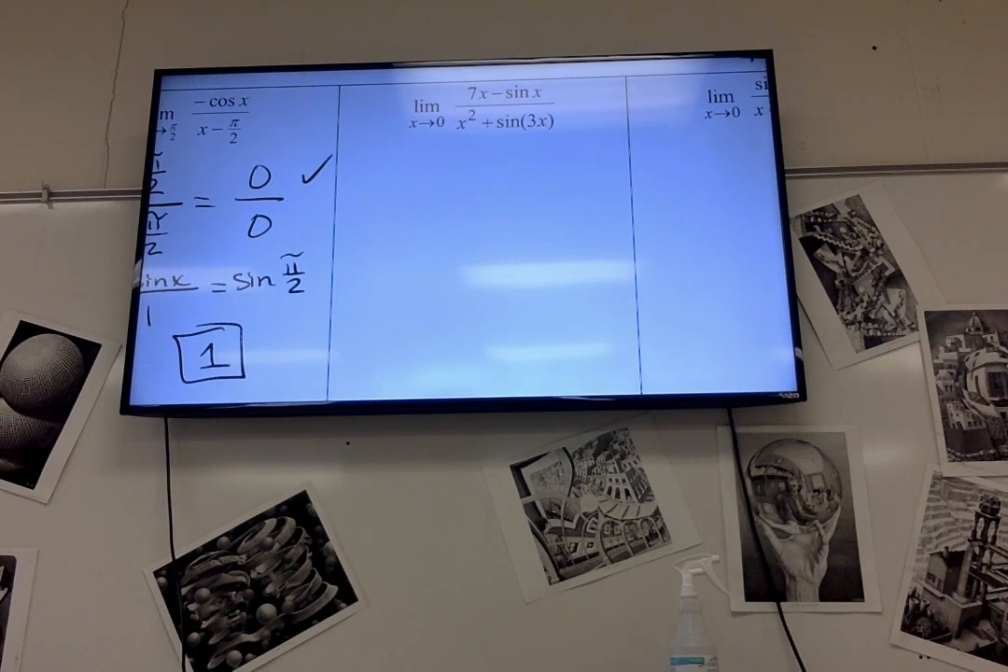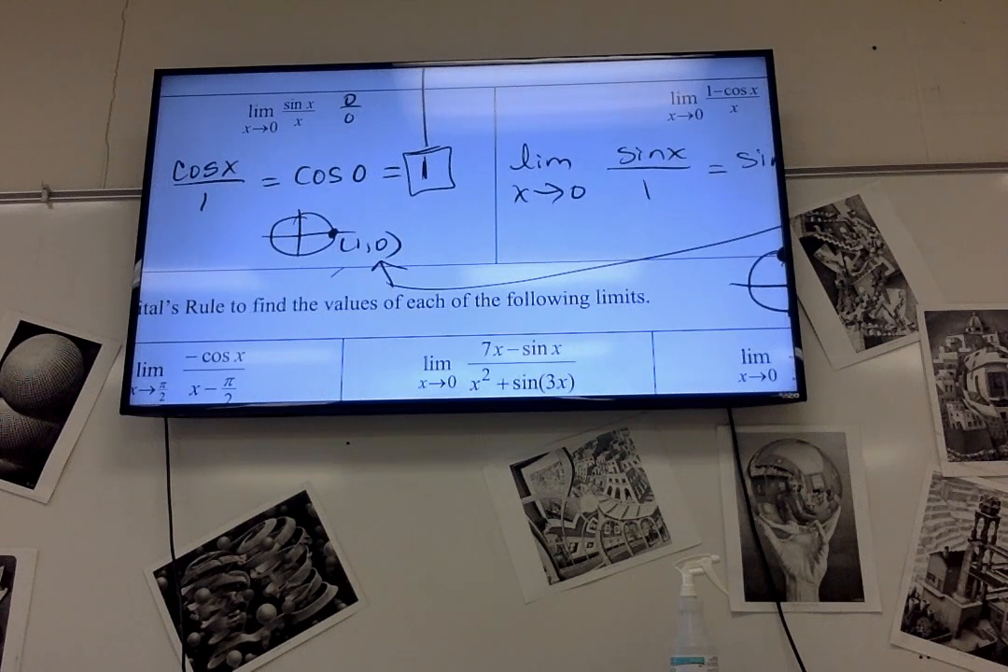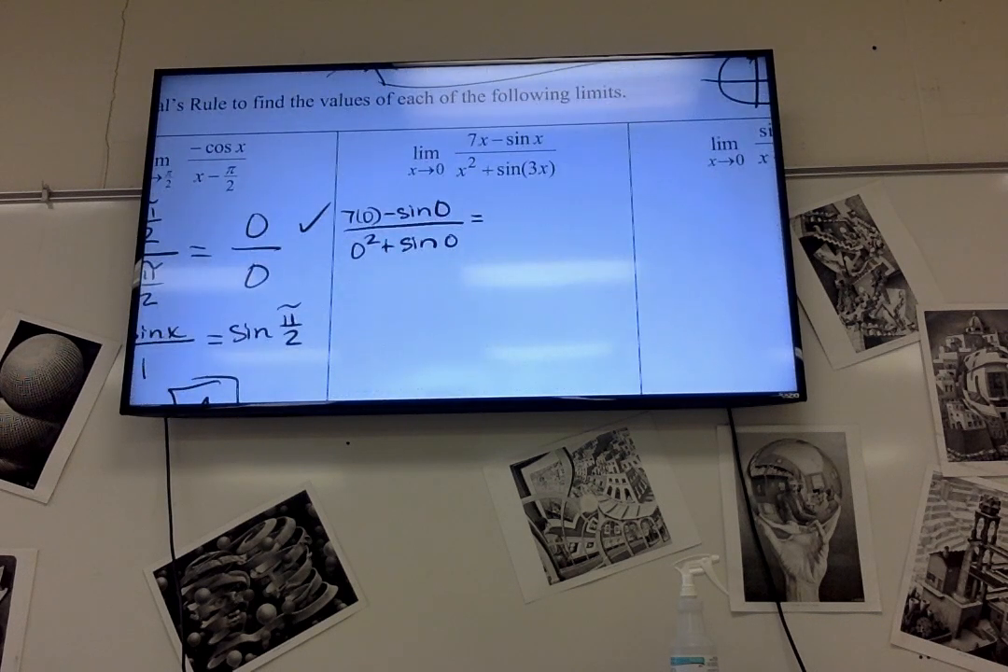Okay, great. So now I'm going to plug in 0. 0 times 7 is 0. And the sine of 0, I'm also guessing is 0. I'm probably wrong. Yes, because we did that up here. Sine of 0 is 0. I was right. Yes, 0 squared is still 0. And then the sine of 3 times 0 is 0. Yes, indeed. I like the word 0.